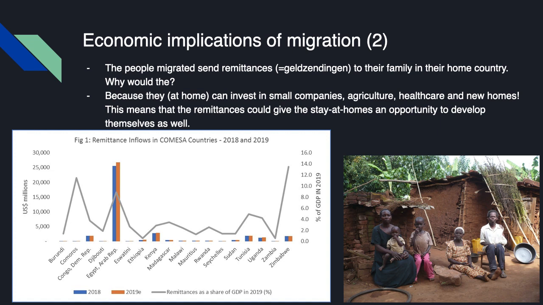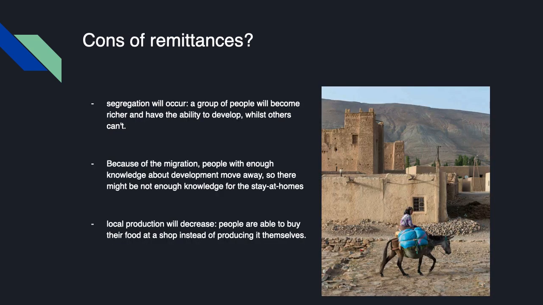You think, well, these homes are pretty poor, but if you look at the people, they can buy clothes, they do have a very new pan outside, they do have watertight homes, so they can live better than before. But of course, the remittances do have cons as well. Segregation occurs: a group of people will become richer and have the ability to develop, and others can't. And of course, the people who can't don't have family which send those remittances to them.